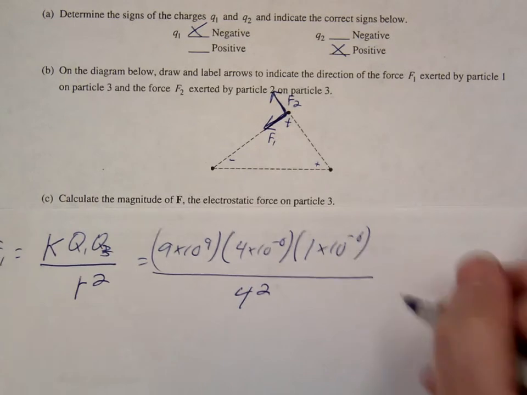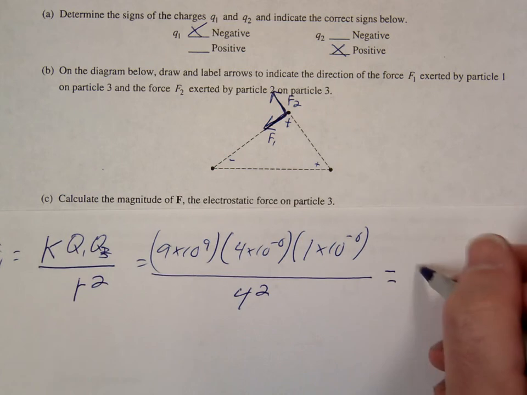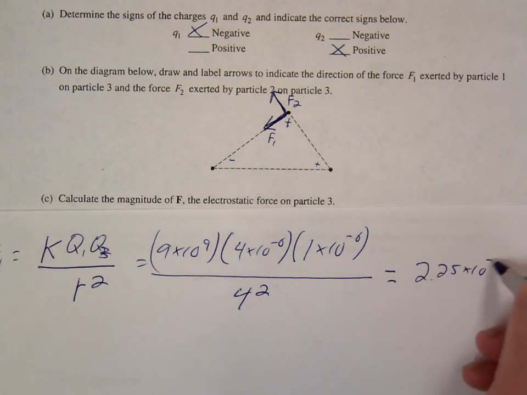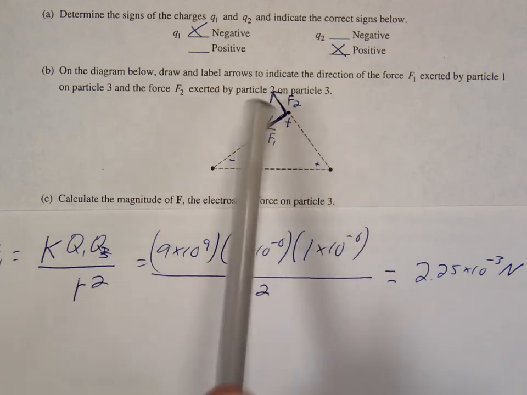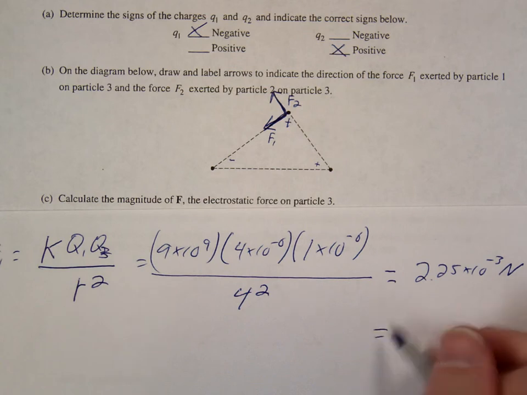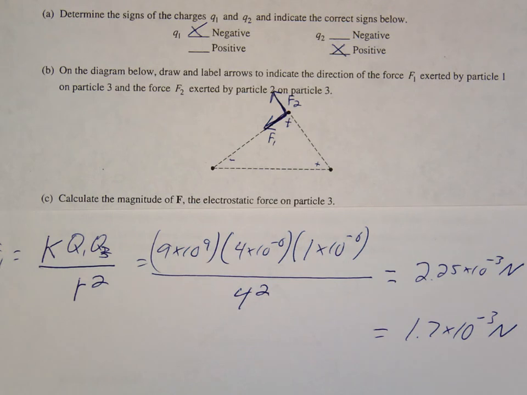Okay, so F1 you should have calculated to be 2.25 times 10 to the negative 3. Is that right? And you're going to do the same thing with 3 and 2. Exactly the same thing, except the distances are different. And you should have gotten 1.7 times 10 to the negative 3. Okay, so I think they're only giving you 1 point if you got those two.